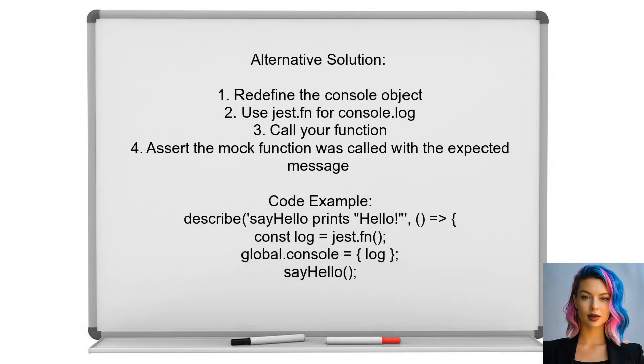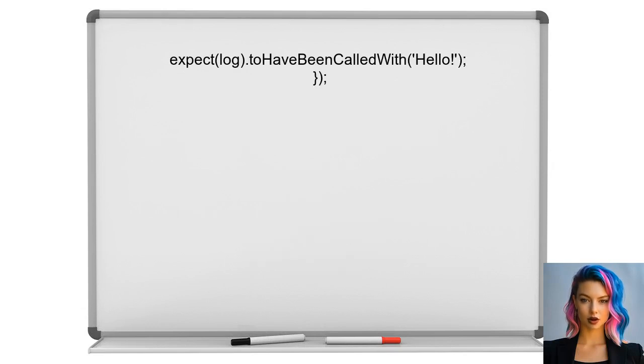Alternatively, you can redefine the console object. Create a jest.fn for console.log, assign it to global.console, and then call your function. Finally, assert that your mock function was called with the correct message.